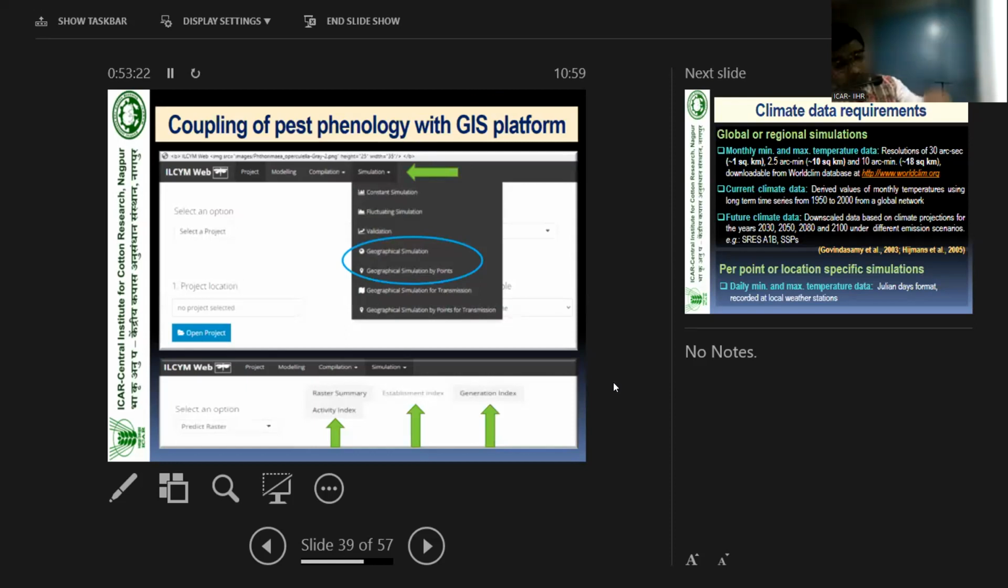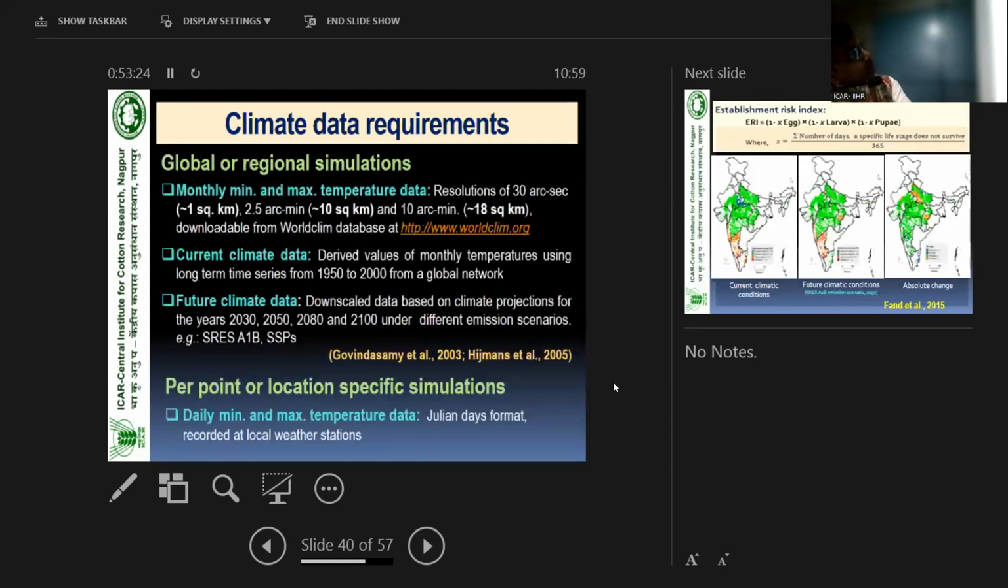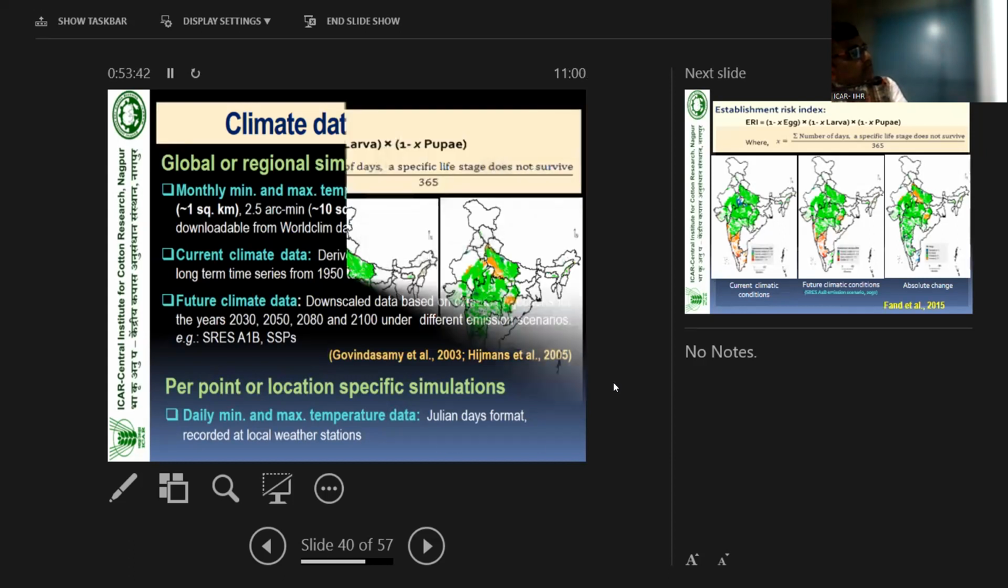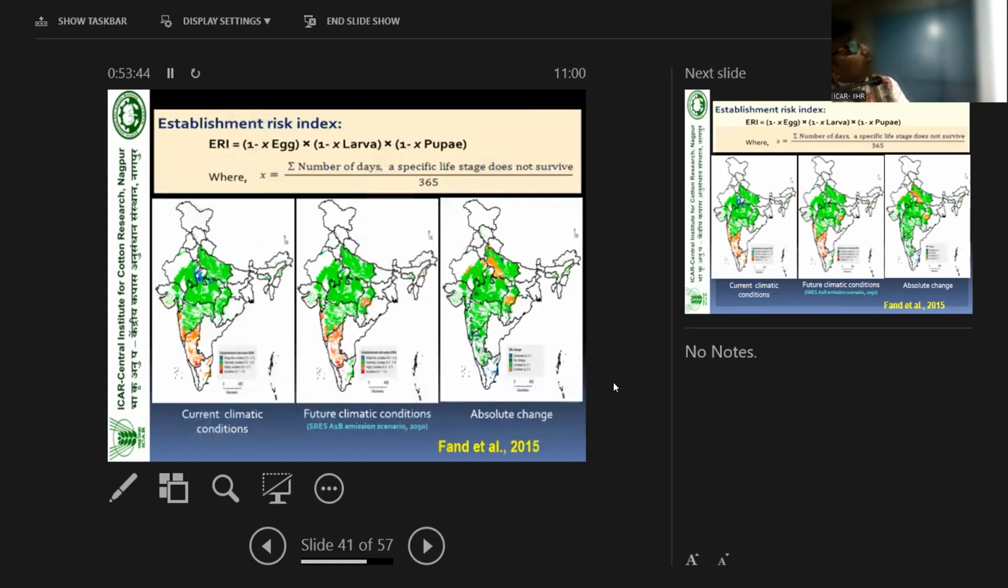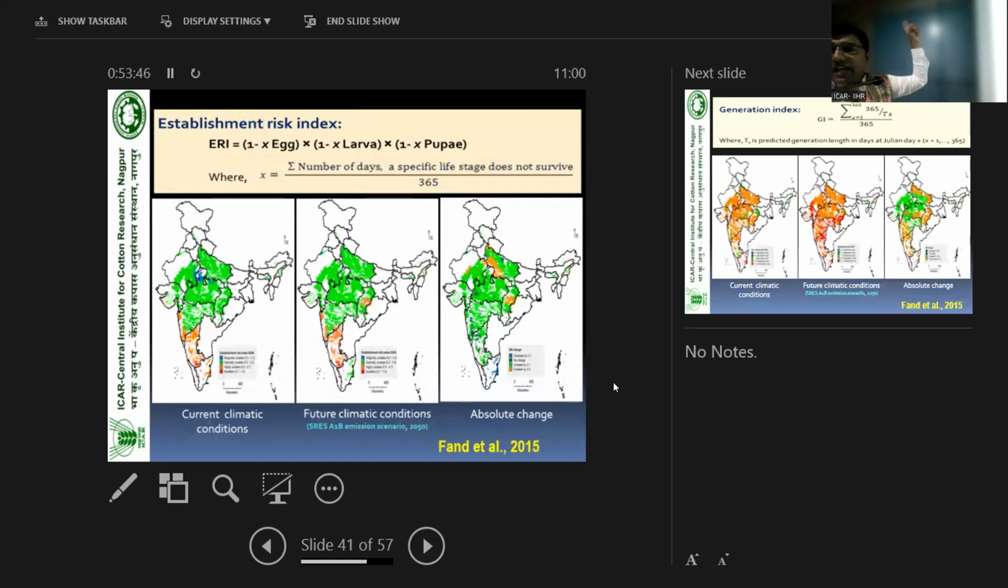How it can be done, I will tell you briefly: we need climate data, both global and country level data is available. It's up to you whether you want to go for India level mapping or global mapping, or per point, meaning a particular location, say for IHR location or any other location, you can do per point simulation also and study the variability. Likewise, this is the index based on life table parameters we have estimated.